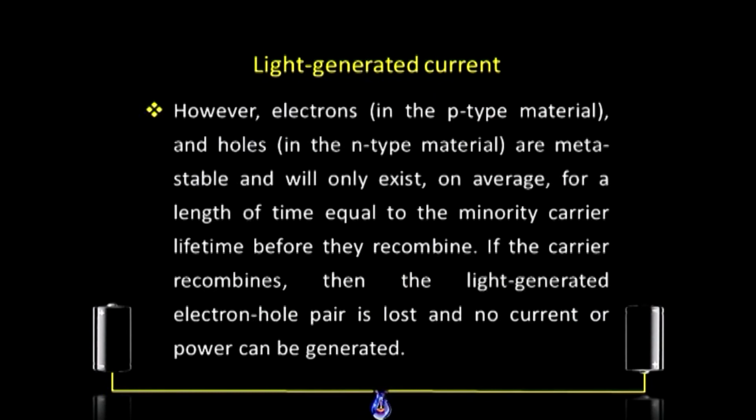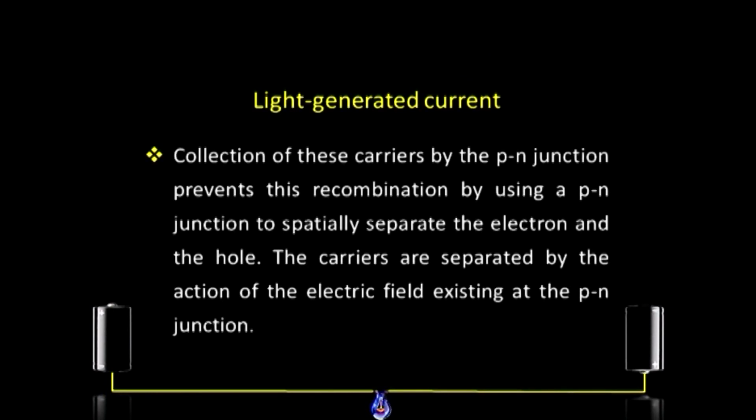If the carrier recombines, then the light generated electron-hole pair is lost and no current or power can be generated with these cells. So the collection of these carriers by the P-N junction prevents this recombination by using a PN junction to spatially separate the electron and the holes.